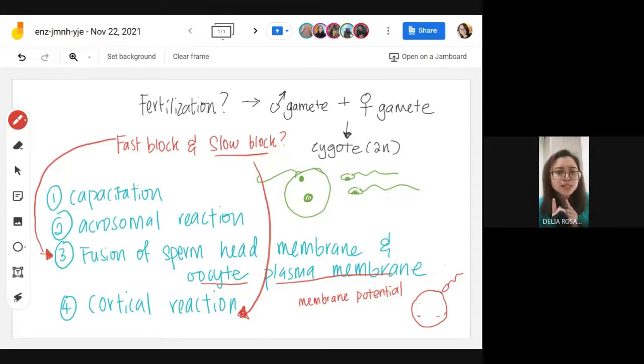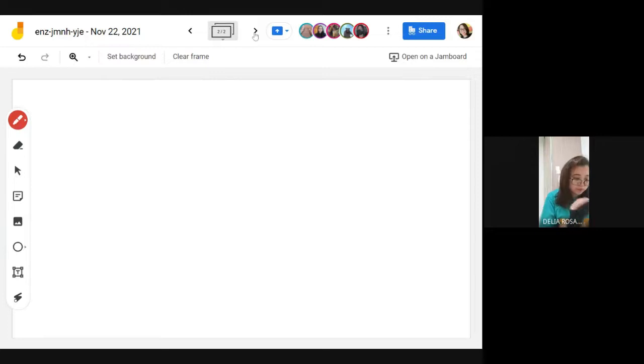Any questions? Tadi saya explain pasal fast block dan slow block. Any questions? Okay, good. So far, so good. Then that's all right. So I need to say that, okay, fast block and slow block, both to prevent polyspermy. What happens if polyspermy accidentally occurs?